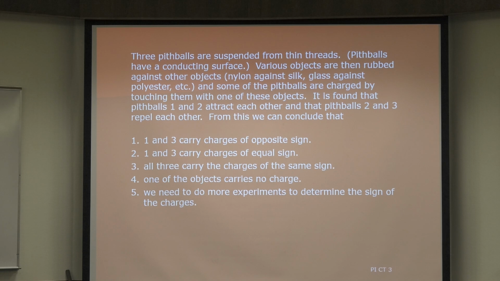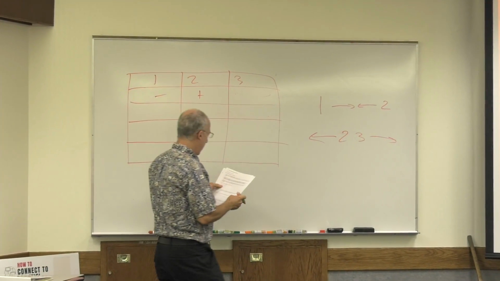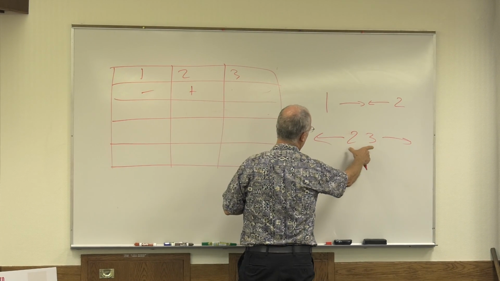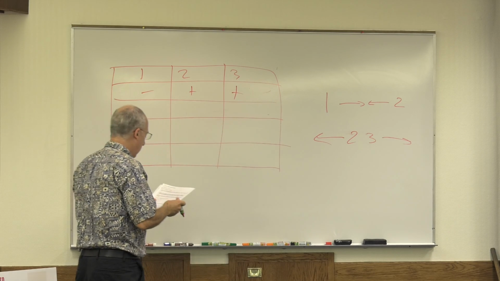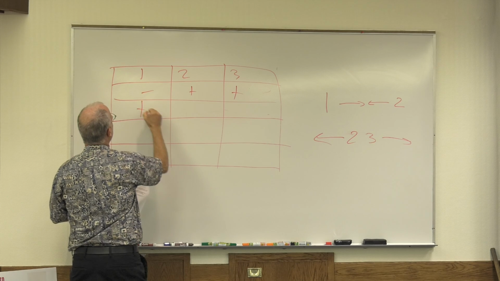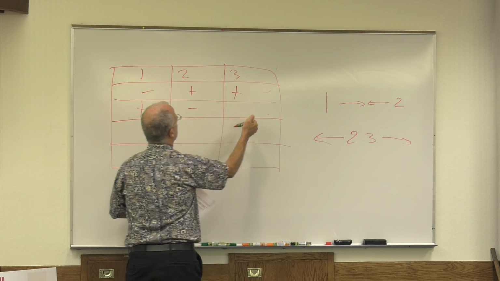All right, let's go over it. Okay, so it says that 1 attracts 2, and then 2 and 3 repel. So let's just do the different possibilities. If 1 and 2 attract, that could be negative and positive, right? But if 2 and 3 repel, that means 2 has to be the same as 3. Okay, so that's one possibility. Let's do another possibility: that plus, that minus, right? Because 1 and 2 attract, but since 2 and 3 repel, that has to be the same as that.